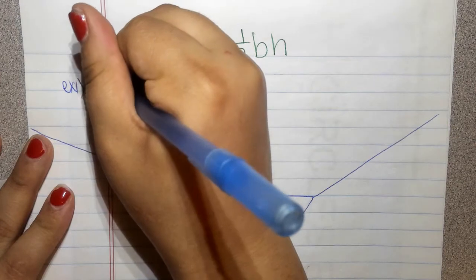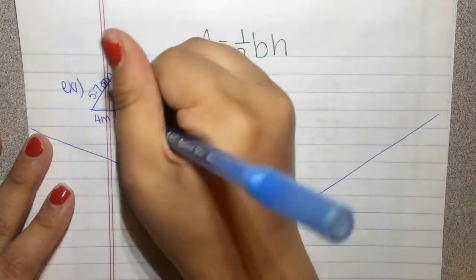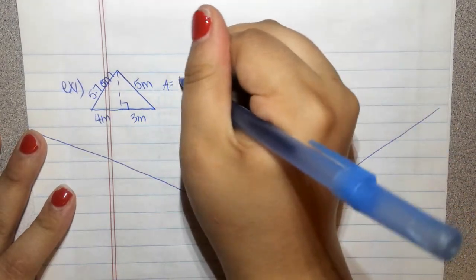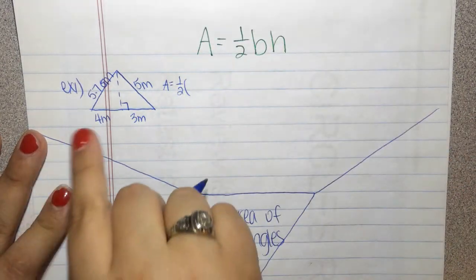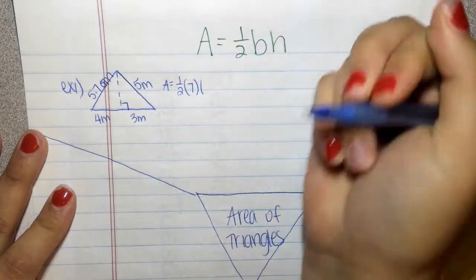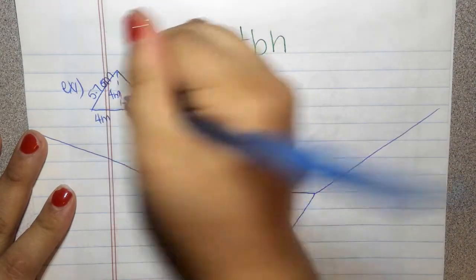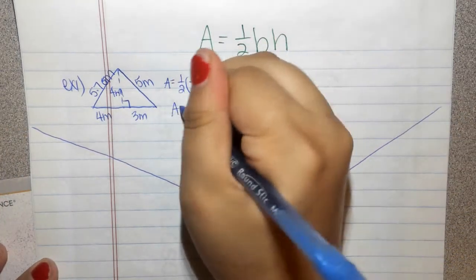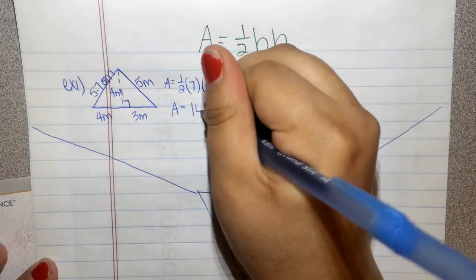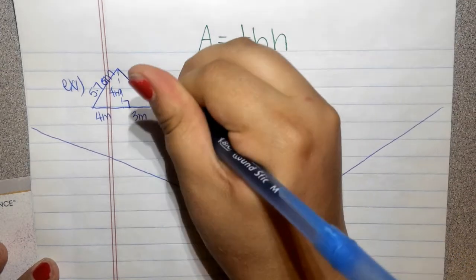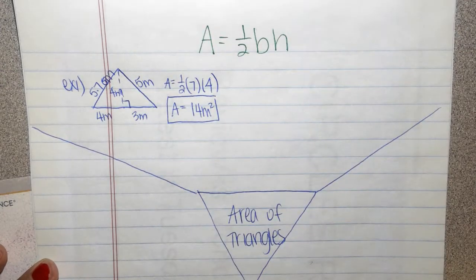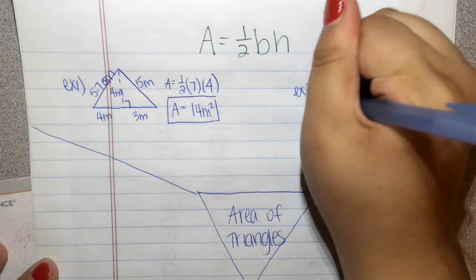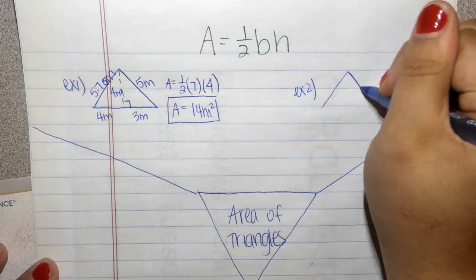Oops, I meant meters, not centimeters. Okay, so for this example, it's 1/2. What's my base? 7. What's my height? Oops, I forgot to tell you that one. Is 4. So 1/2, 7 times 4 is 14 meters squared. Example 2.